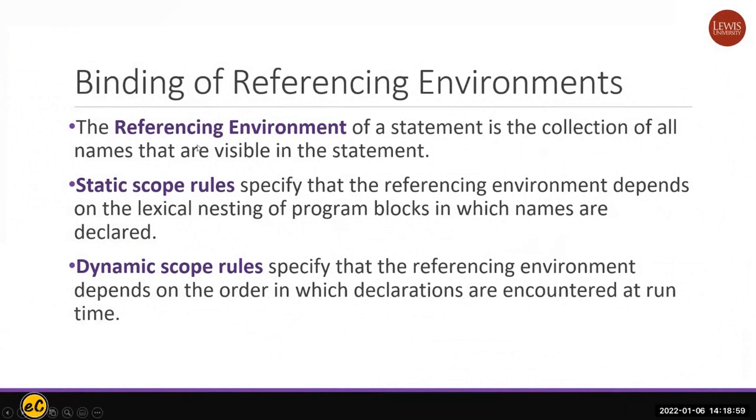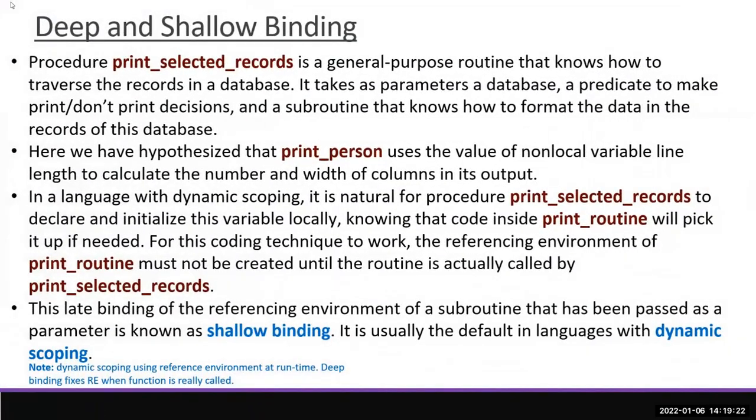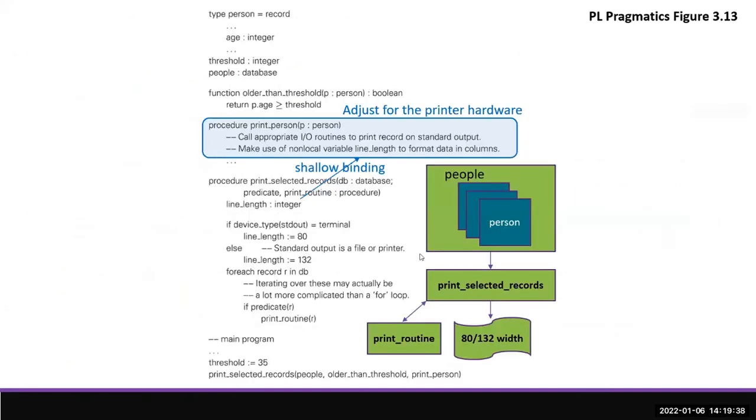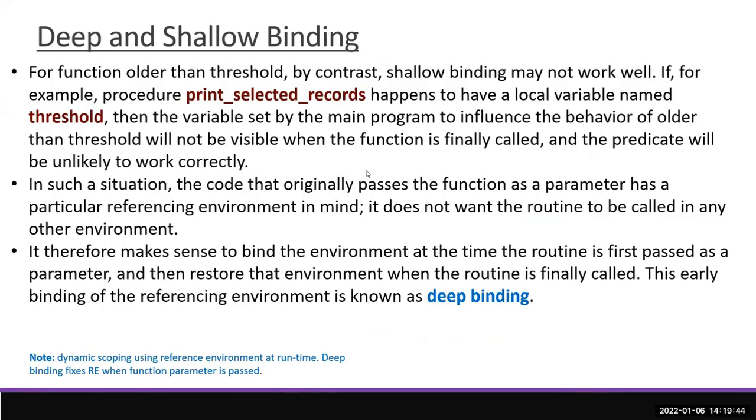The reference environment of a statement is the collection of all the names visible to the statement, so it is changing over time. You have a static scope rule and a dynamic scope rule, and our Python is static scope. Here we have a print select record using dynamic scoping and shadow binding. It is a rule, but because it's not related to Python, I'm going to skip it. You can study it by yourself.